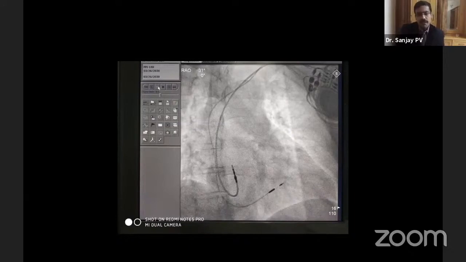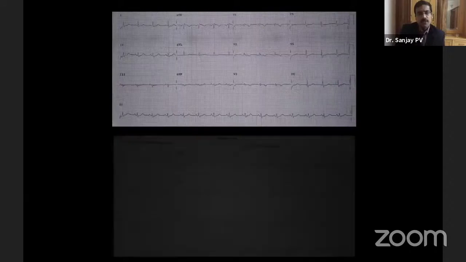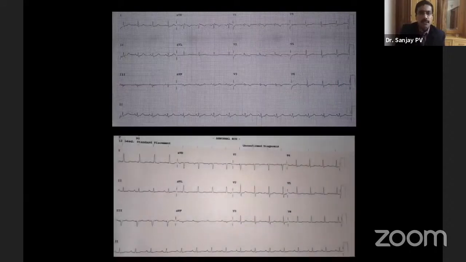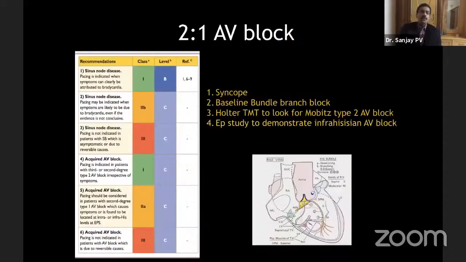So we did left bundle pacing for her, and this was the ECG. You can, in fact, see that with the left bundle pacing, the incomplete RBBB had corrected in her. As for 2:1 AV block, I think Javed sir also told you how to go about that. So this is the ESC guideline, which says that pacing is indicated in patients with third degree or second degree type 2 AV block, irrespective of symptoms.